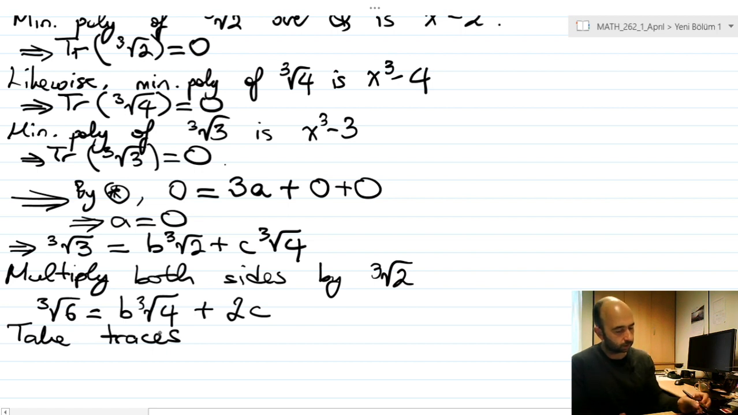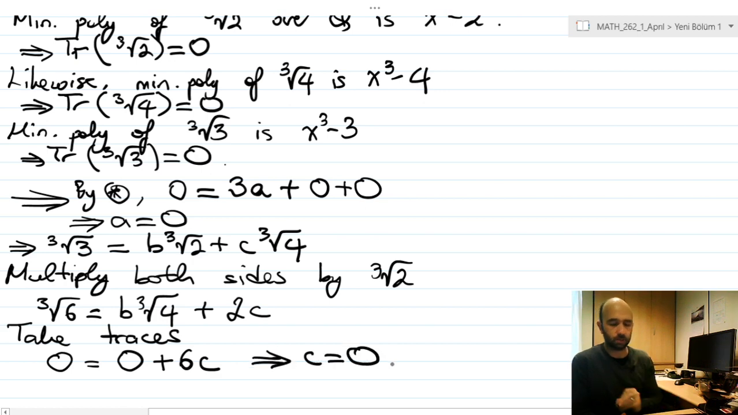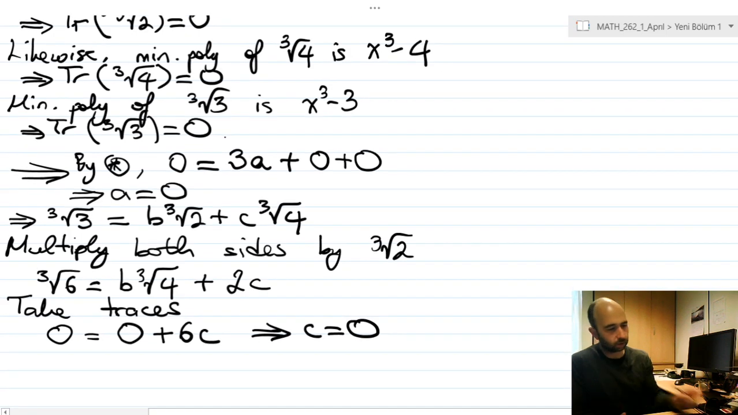Trace of cube root 6, by a similar argument, because its minimal polynomial is x cubed minus 6, this is 0. Trace of cube root 4 is 0. Trace of 2c, well, trace of 1 was 3, so this is going to give you 6c. But anyway, this gives you that c must be 0. So we are going towards a contradiction.